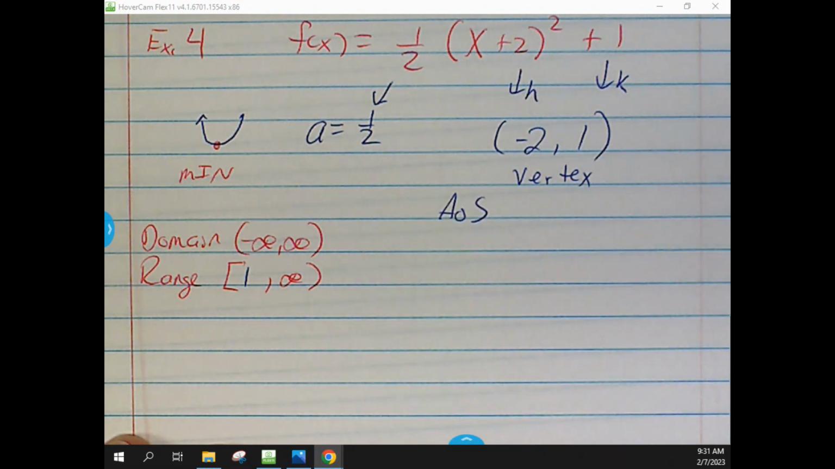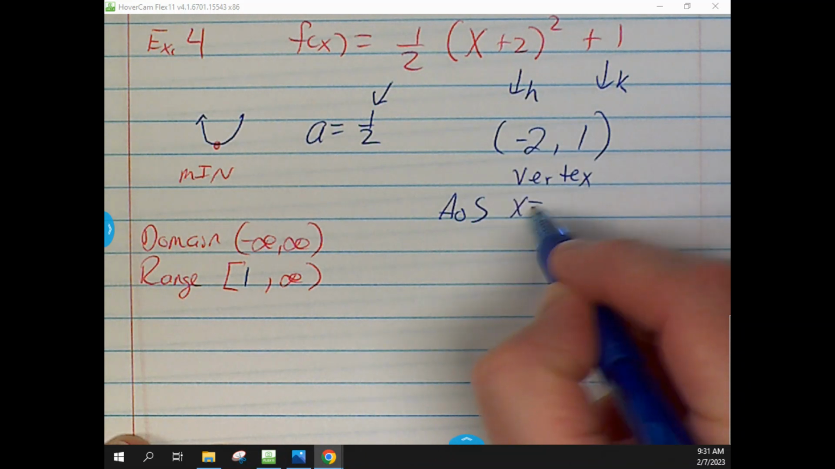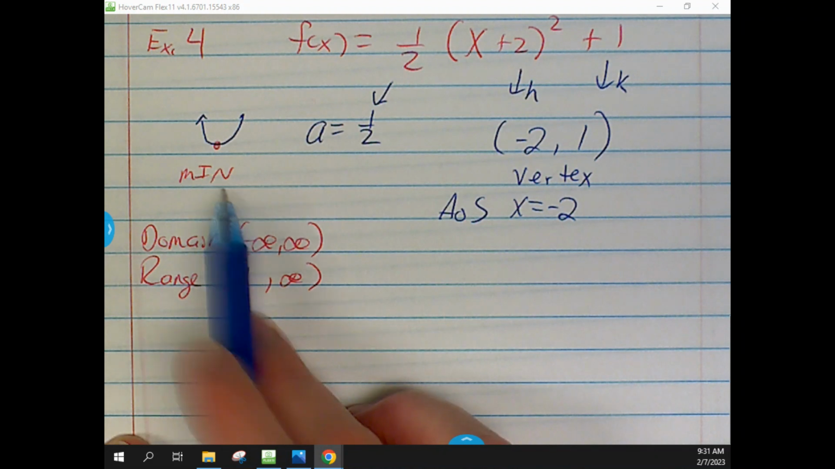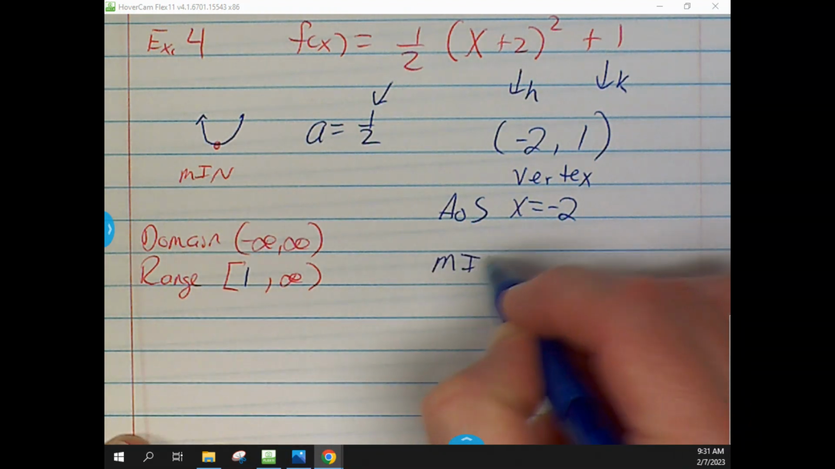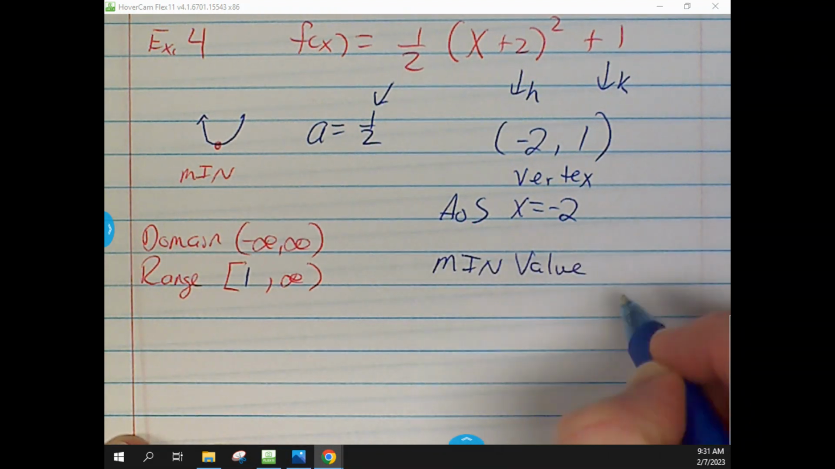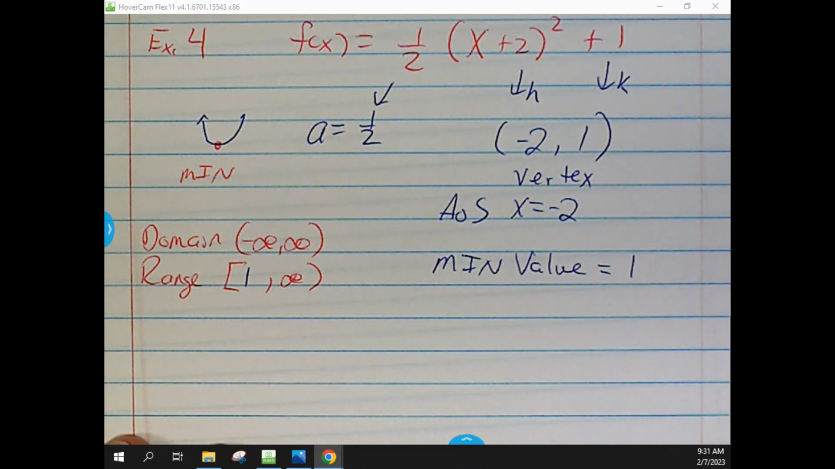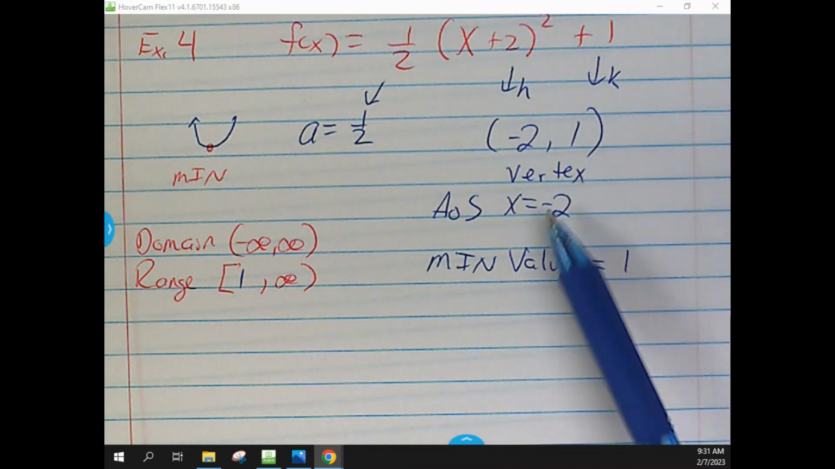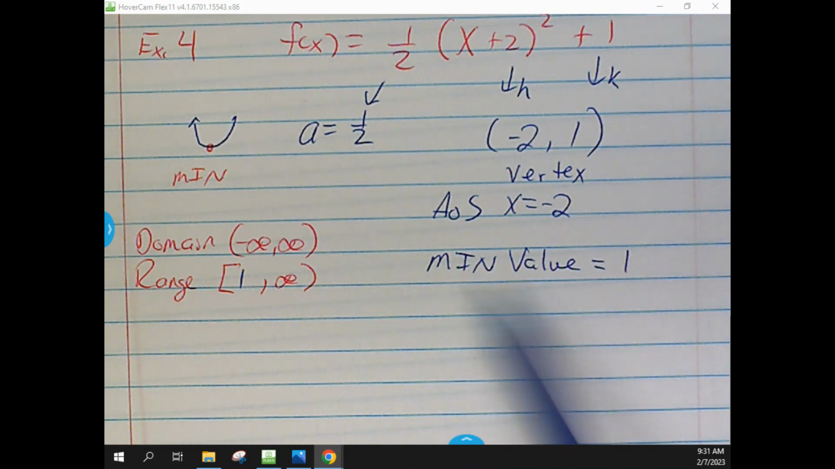All right, axis of symmetry, that's just the x value. We just said it was a minimum, so we know that it's going to have a min value of the y value here. That's going to be 1. All right, so we've got vertex, axis of symmetry, the max or the min value. We've got domain and range. The only thing left to do is to sketch this thing.